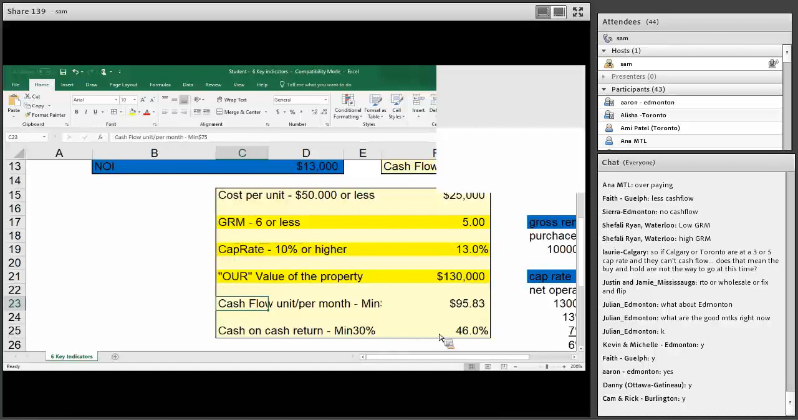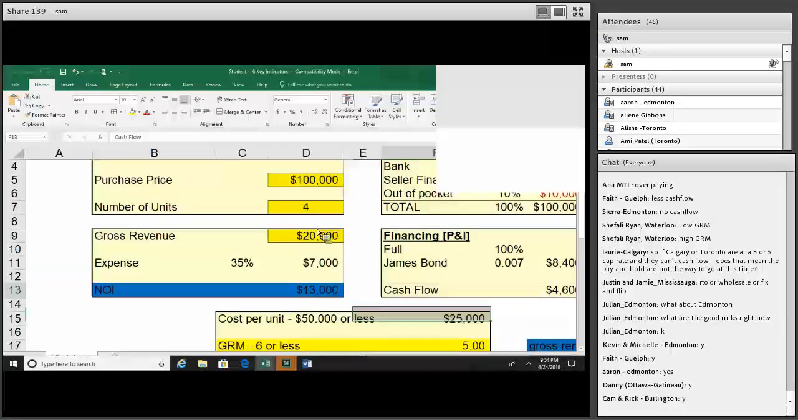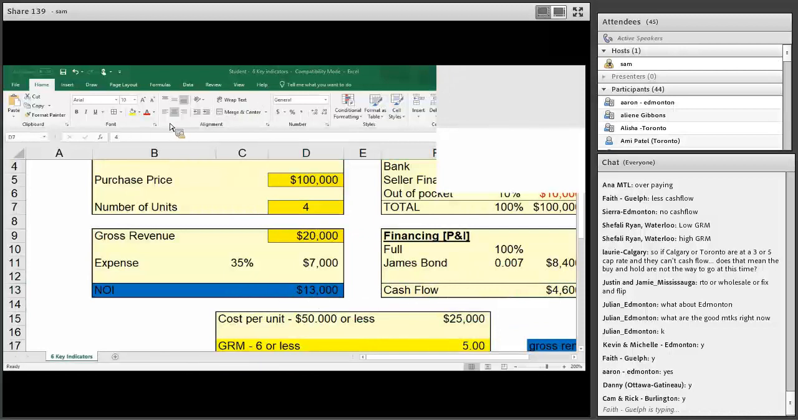Okay. Does anybody need me to explain this one? We all good? So per unit, all it simply is, is cash flow divided by the number of units. That's all. Cash flow divided by the number of units. Okay. Not too complicated at all. Pretty simple to see the relationship. Okay. All right. Let's look at this last one.